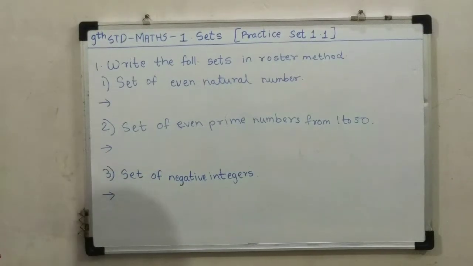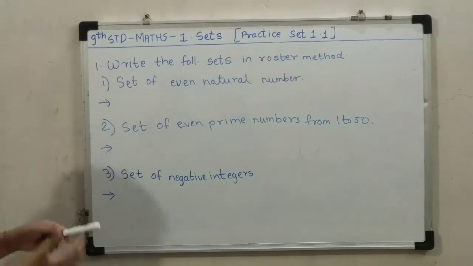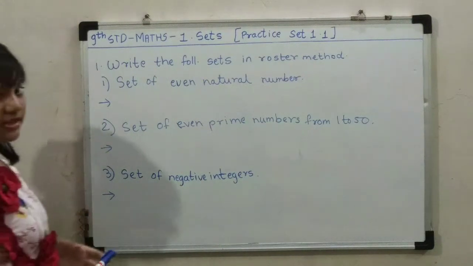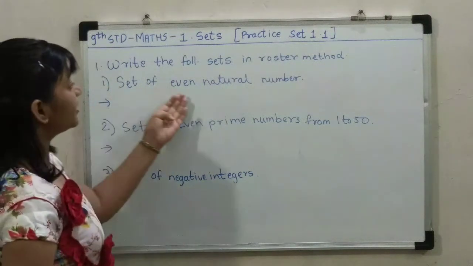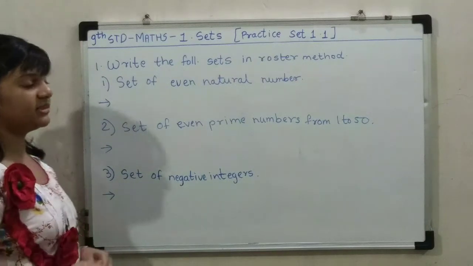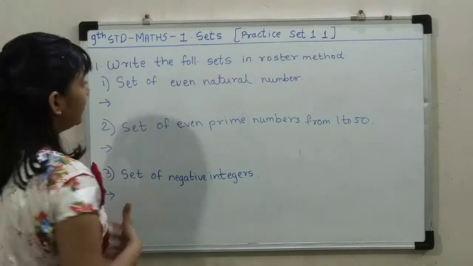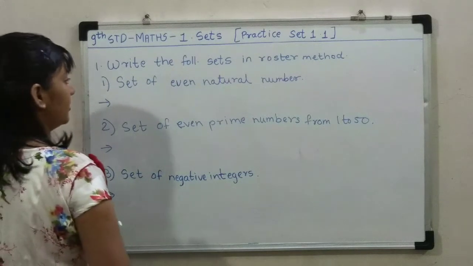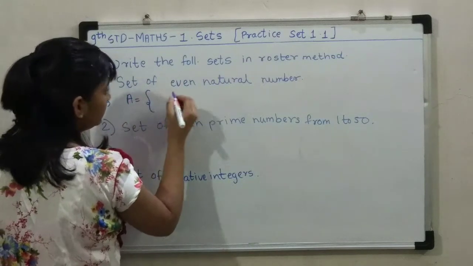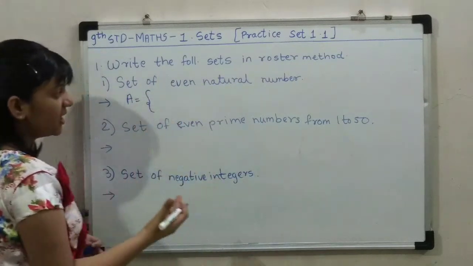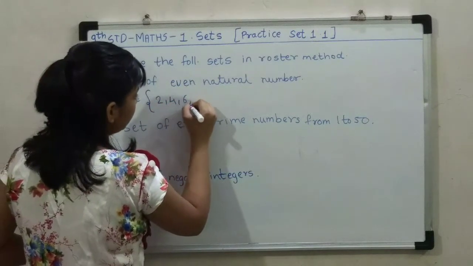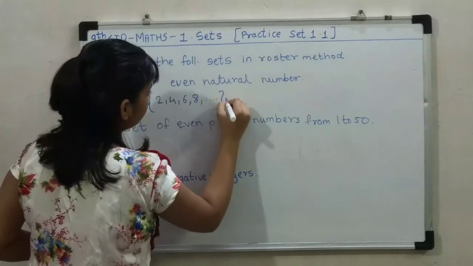Now in practice set 1.1, the first question is to write the following sets in roster method. The first is the set of even natural numbers. Roster method means only the listing method. First of all, what are even numbers? Even numbers are numbers which are divisible by 2. So set A is equals to, they have not told till how much we have to write, so we write 2, 4, 6, 8 and so on.